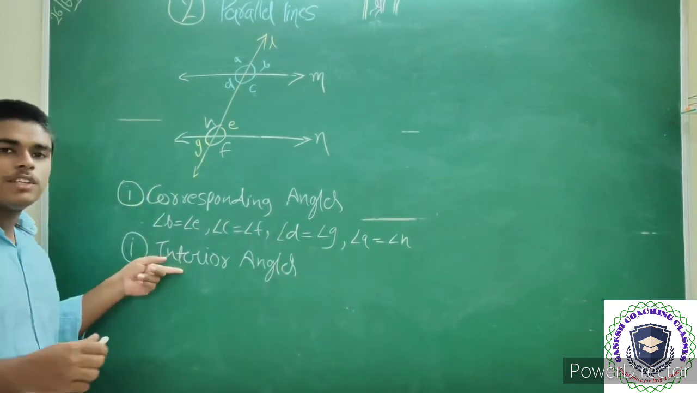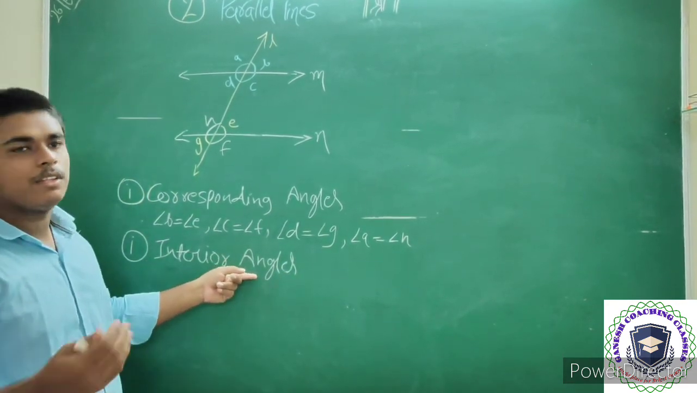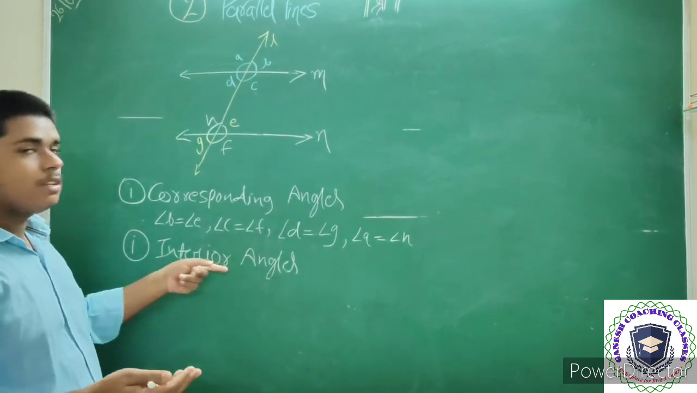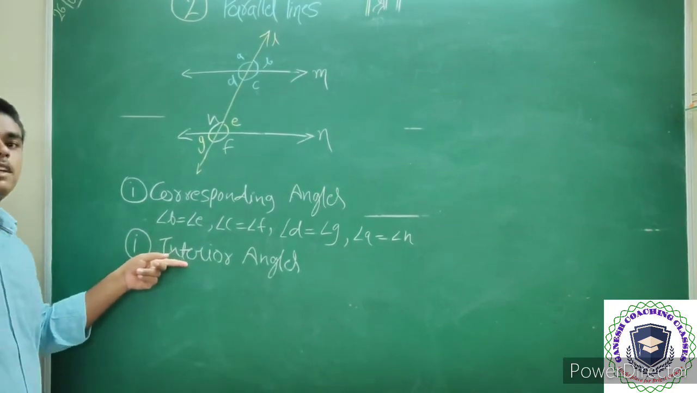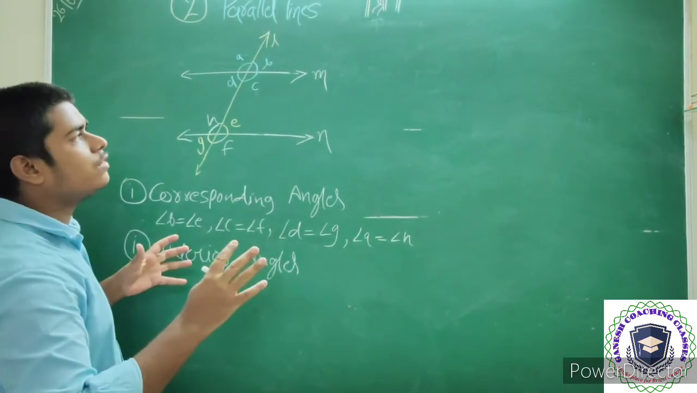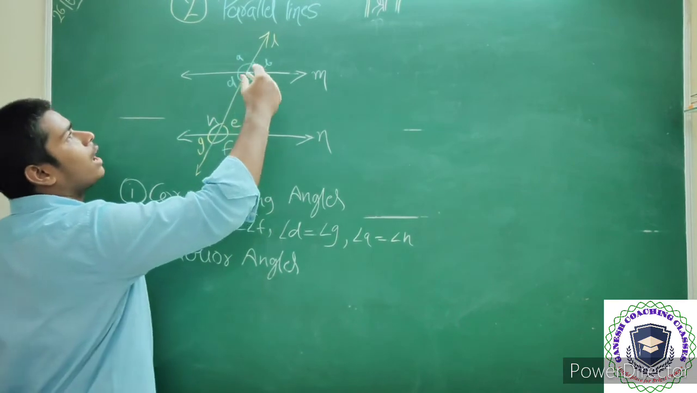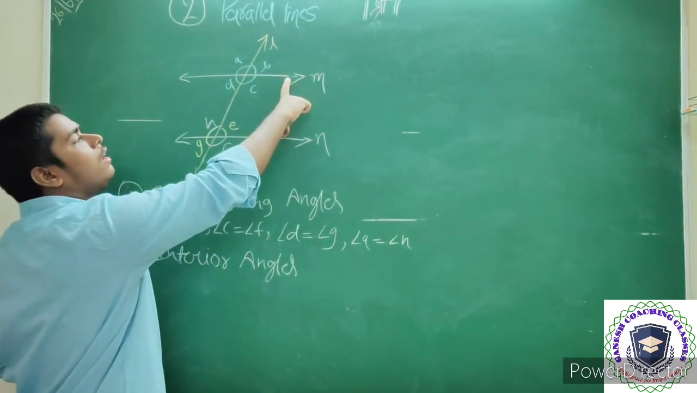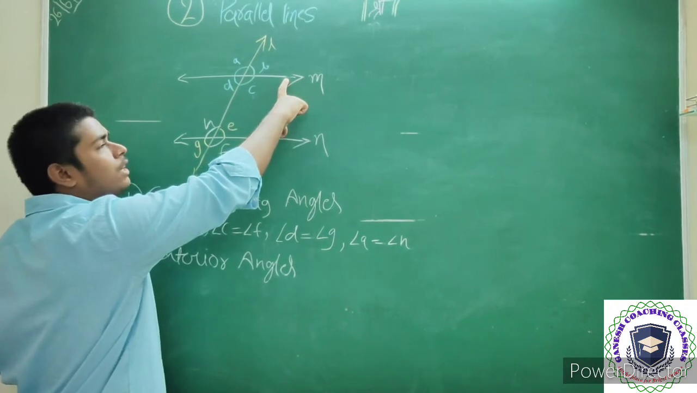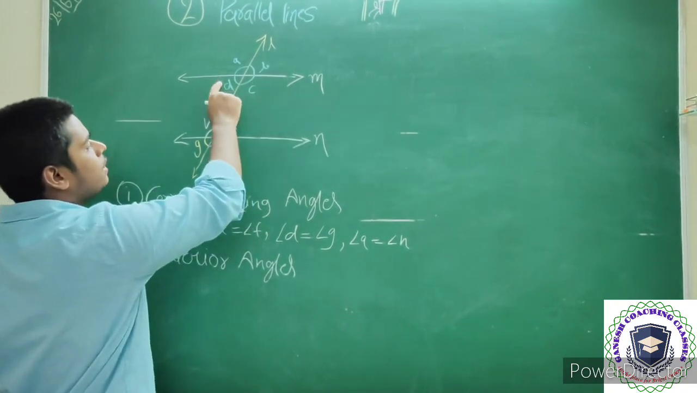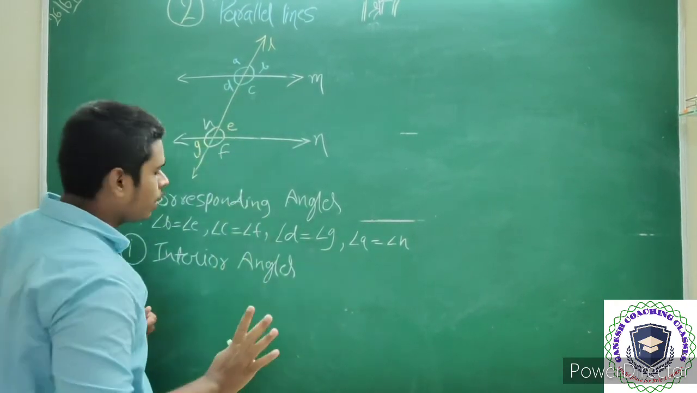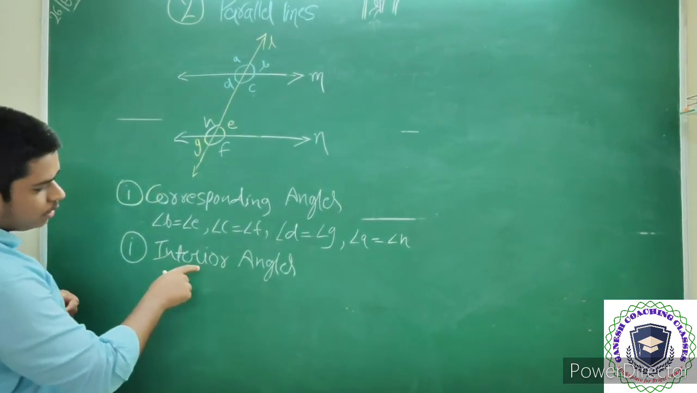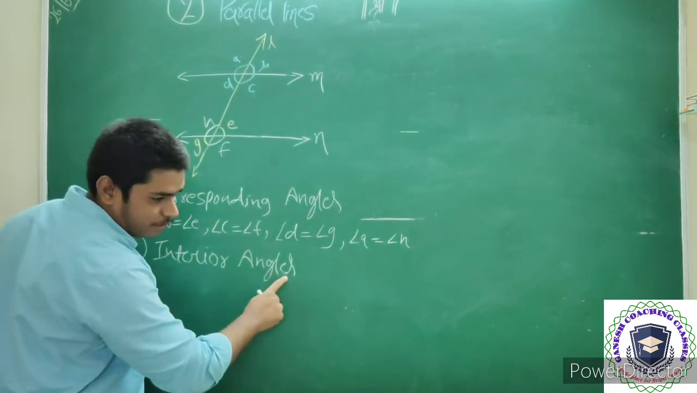As the name suggests, interior angles are the angles which lie interior, meaning inside. Inside what? They lie inside these two parallel lines. So how many angles lie inside these two parallel lines? Four angles: C, D, E, H. So these have to be named interior angles.